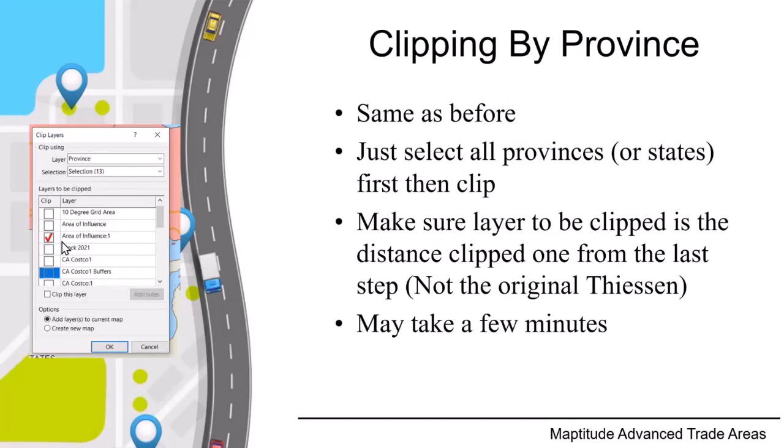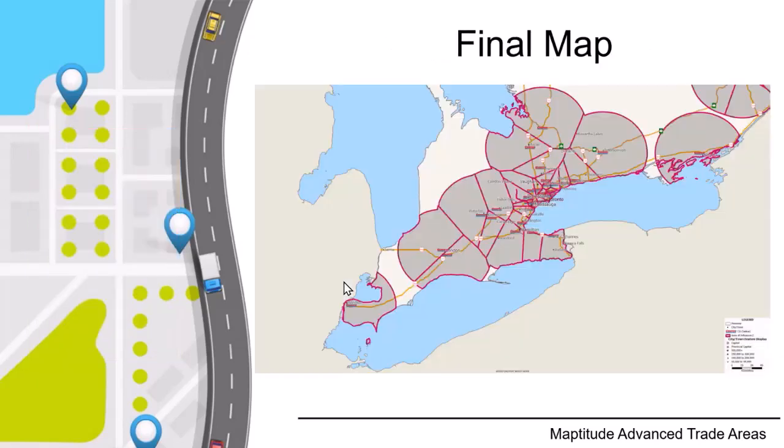So this time, clip using province. In the US, you can do state. Select all the states that the store covers. And this time, you don't clip Costco buffers. Instead, you clip area of influence 1. This is the original area of influence. This is the one that was clipped with the 60 kilometers. You run that. It might take a few minutes, depending how complicated it is. And that's what it looks like.